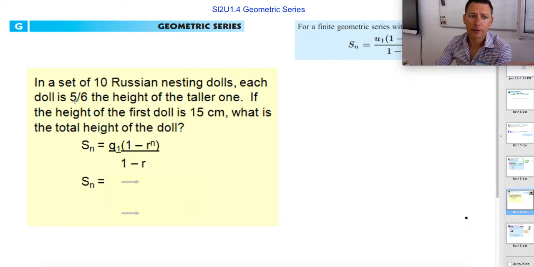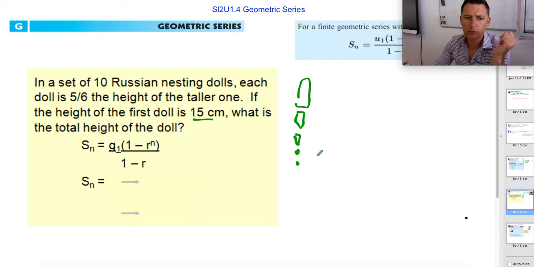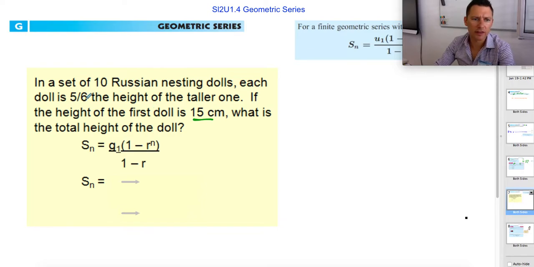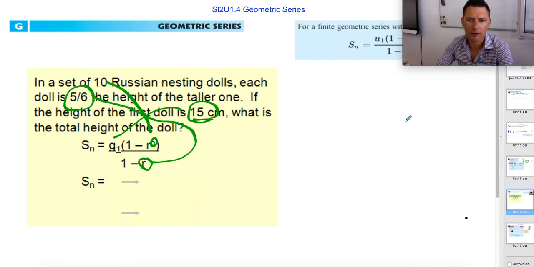So you got 10 of them. They're each 5/6 the height of the previous one. The first one is 15 centimeters tall. What's the total height if you laid them out end to end like that, right? Great. Well, we know a couple of pieces, one of which is that the first doll is 15, so that's this piece. We know that there are 10 of them, so that's that piece, and we know the height is 5/6 of the previous. So U1 is 15, r is 5/6, and n is 10. All right, plug and chug.